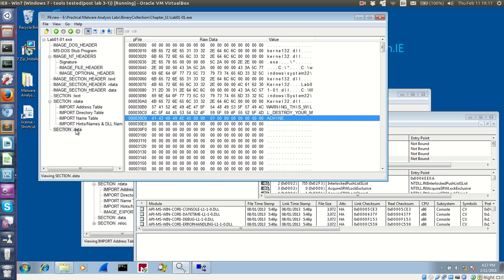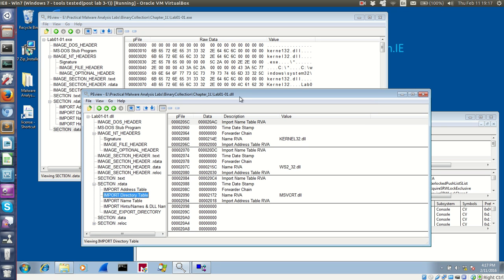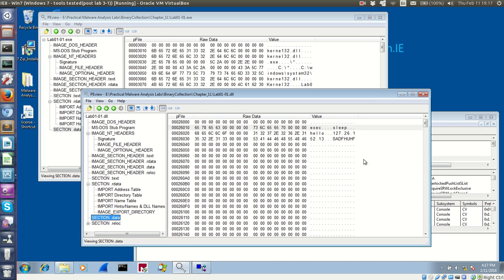The next question, which was network-based indicators, we're going to do the same thing here, but for the DLL file. Looking at section .data, we see a hard-coded, looks like static IP address, 127.26.152.13. Obviously with the DLL, which is doing sleep and creating processes, maybe this is some sort of backdoor or daemon process that it uses to beacon out.